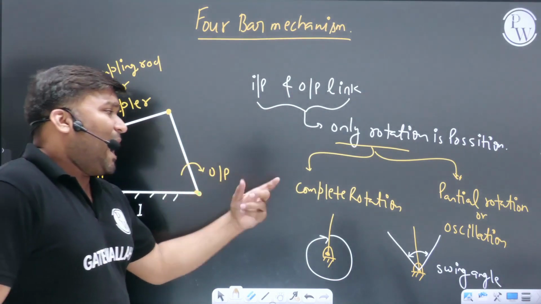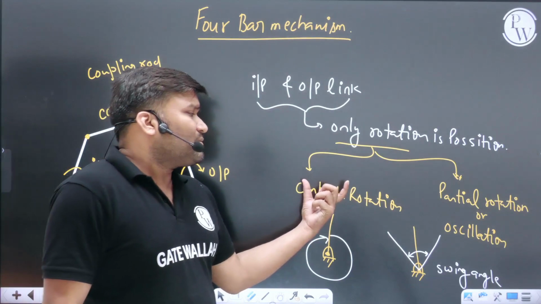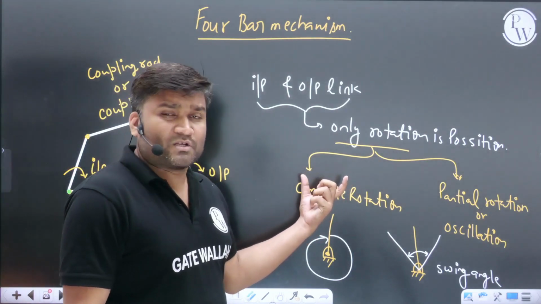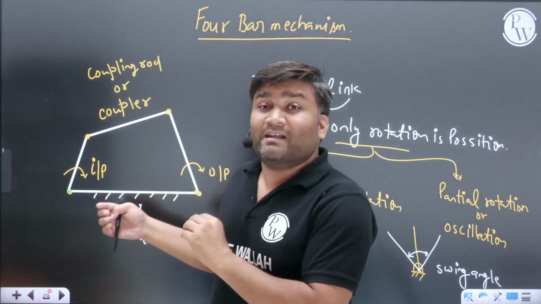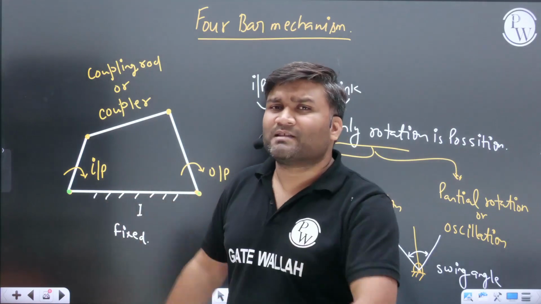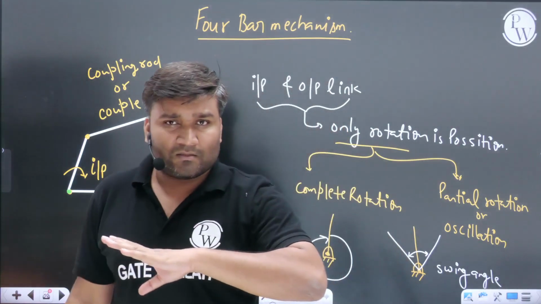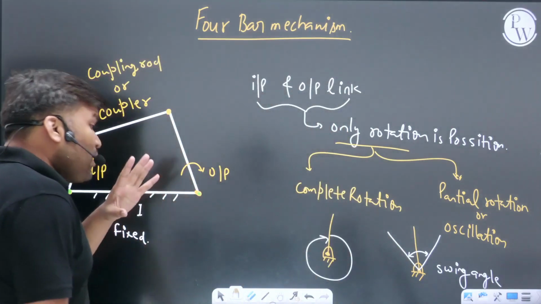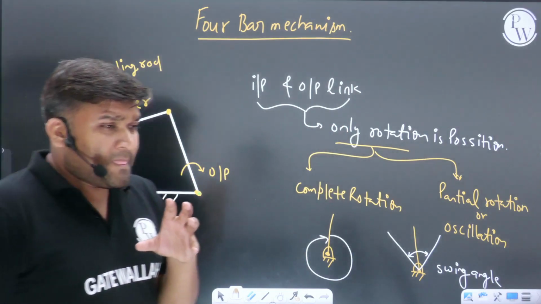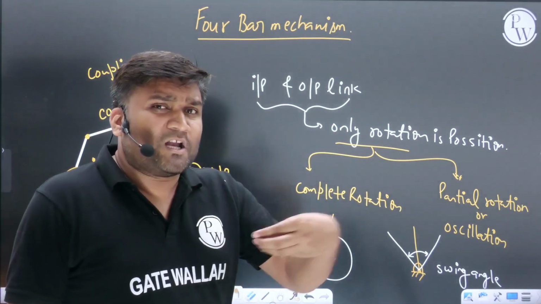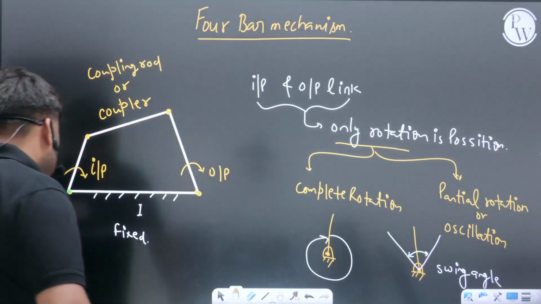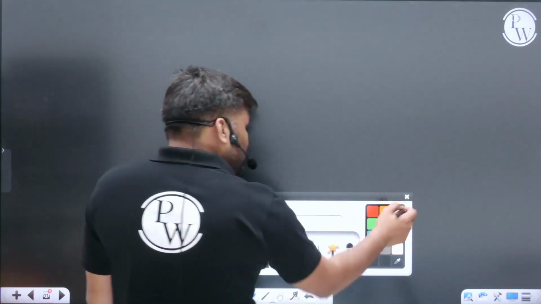Now, sir, how will it be decided which link is going to have complete rotation, or when any link can have complete rotation? How can we decide? For this, Grashof has given an experimental law which is known as Grashof's law. It will help you to find out.